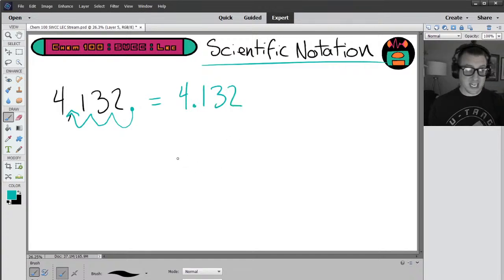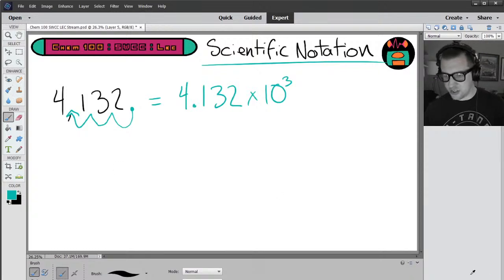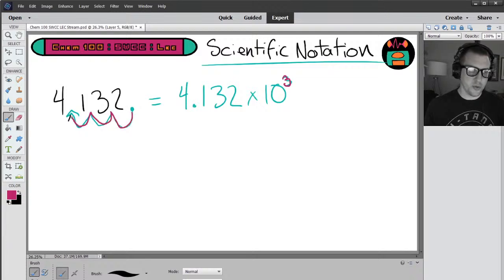4.132. Now for this equal sign to be valid, 4,132 does not equal 4.132. So we need to multiply it by 10 to the third. And the place that you get that third from, that power, is we jumped over 1, 2, 3 spaces. That's how you know it's 10 to the third.